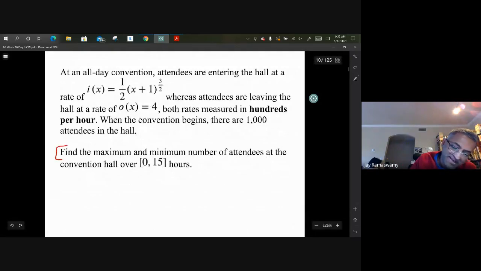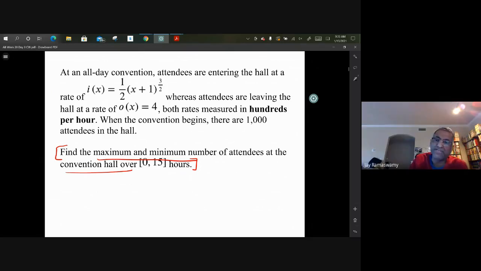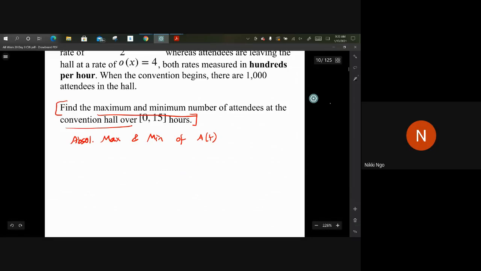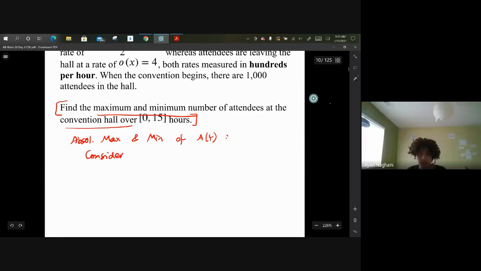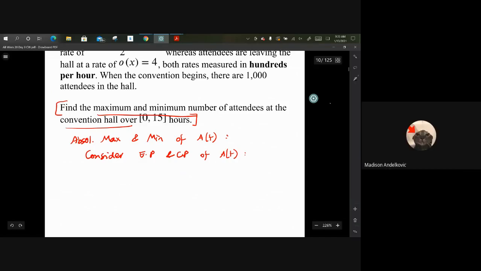It says, read it with me. Find the maximum and minimum number of attendees in the convention over 0 to 15. How do we always do this problem? Absolute max and absolute min. So write that down. We want the absolute max and absolute min of the A of T function. We should consider endpoints and critical points. What are your endpoints? 0 to 15.